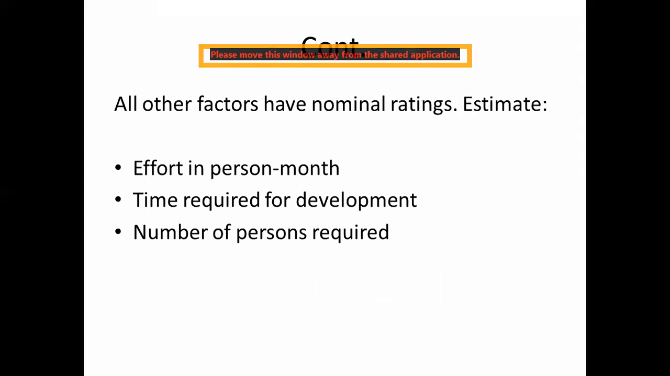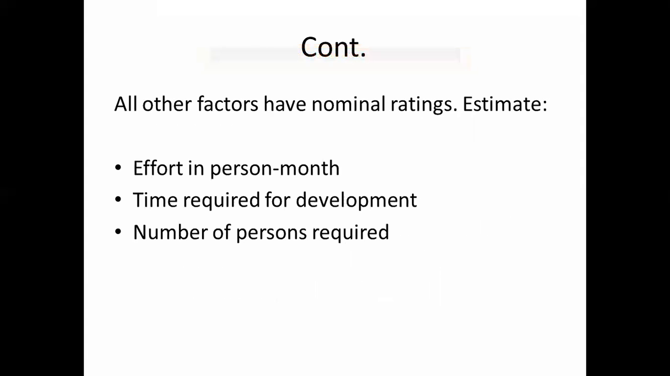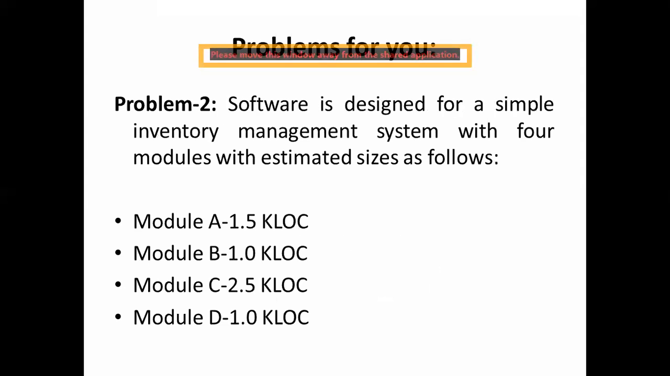It means the values for the rest of the multiplying factors are 1, equal to a nominal rating. Estimate effort in person months, time required for development, and number of persons required. No need to calculate phase wise. This is very simple, and you can judge this by your experience.